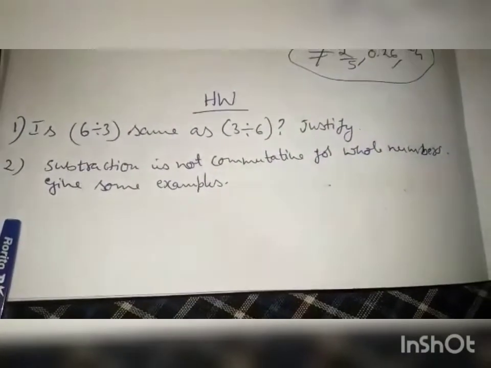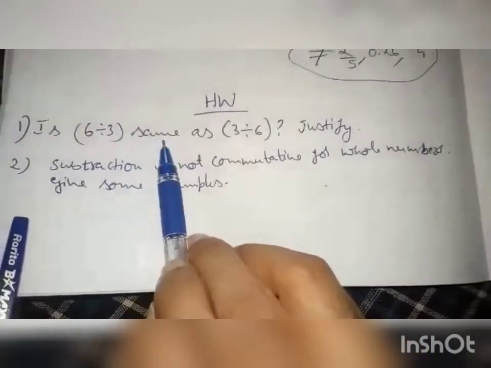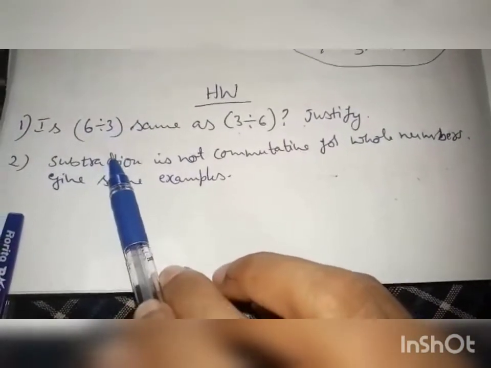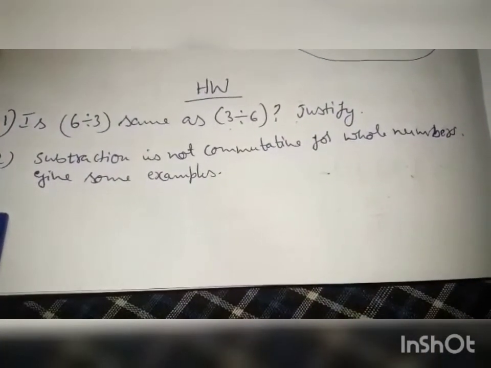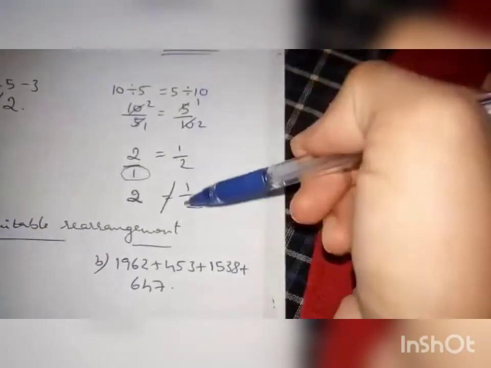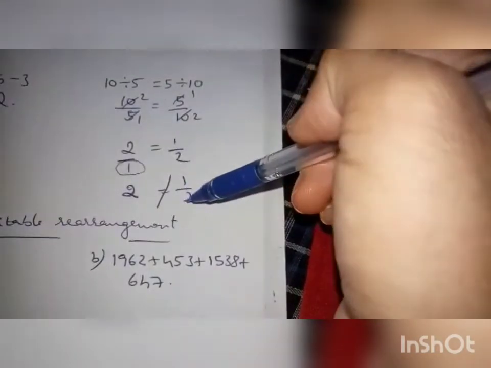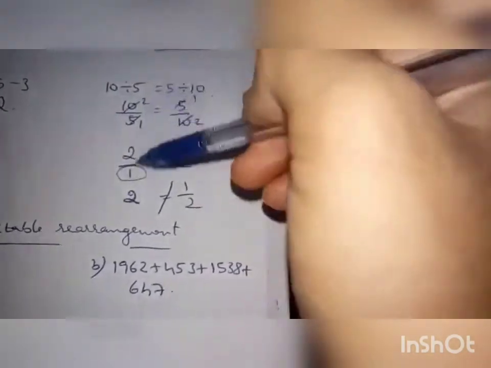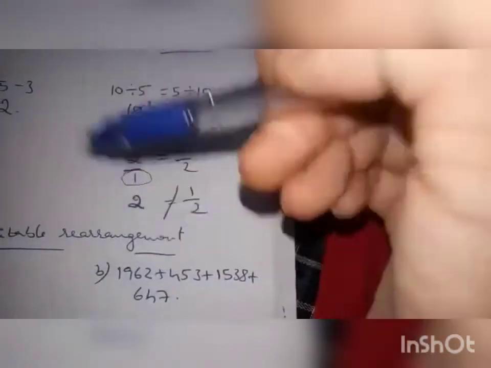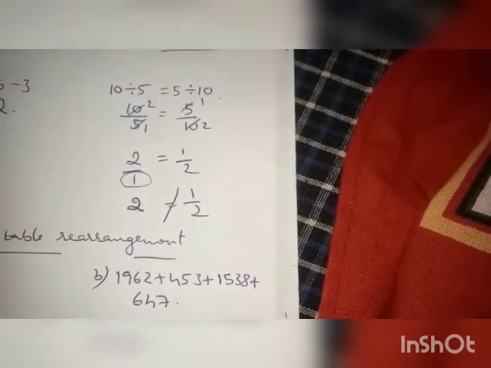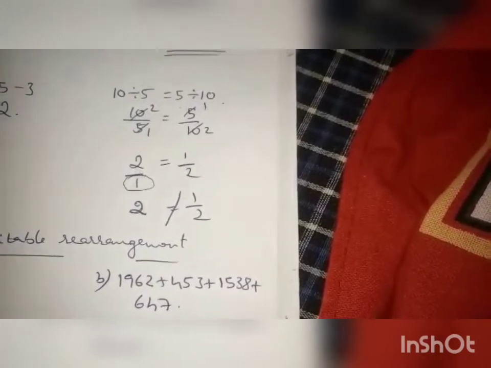Students, take down some homework problems. Is 6 divided by 3 the same as 3 divided by 6? Justify. You have to show whether 6 divided by 3 and 3 divided by 6 are the same or not. I have explained the same type of example. You have to show like that. I have explained this problem. Same way you have to justify that. Here see, 10 divided by 5 is equal to 5 divided by 10. At last what do you get? 2 and half, which is not equal. Same way you have to prove that also. 6 divided by 3 whether same as 3 divided by 6.